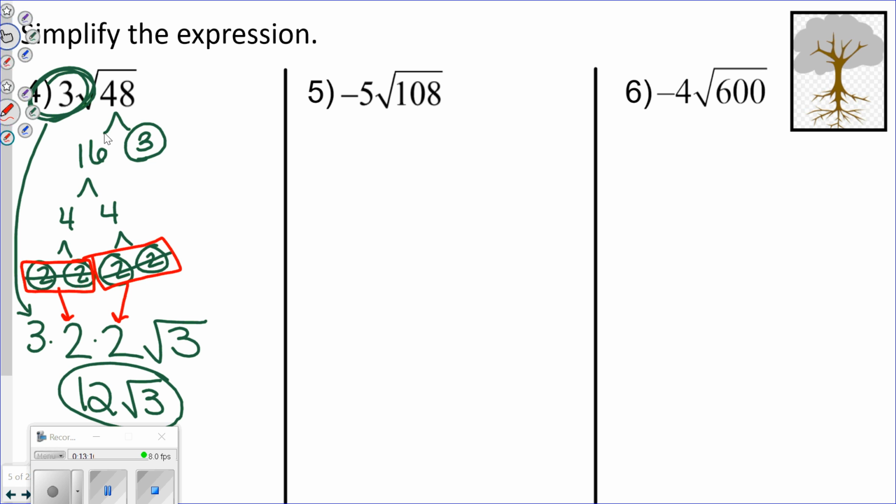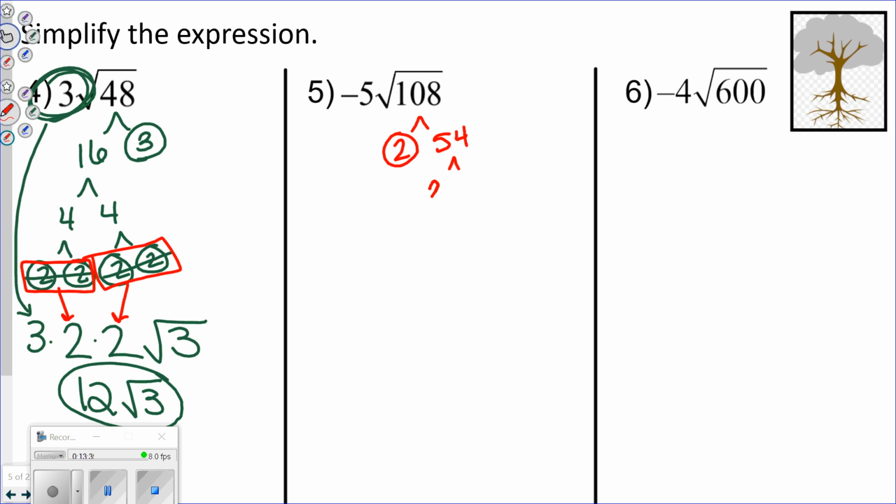So what about number 5? I'm going to go basic. I look at that and go, that's an even number. I'm going to go 2 and 54. And I don't care where you go, as long as it equals out to be 108. I don't care. All right, so 54.